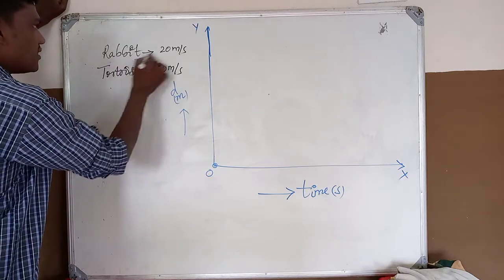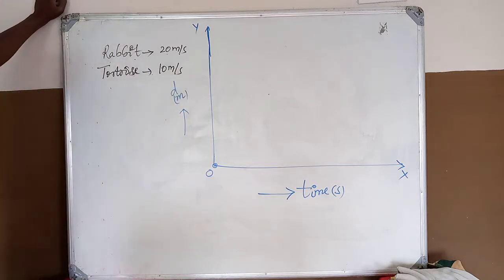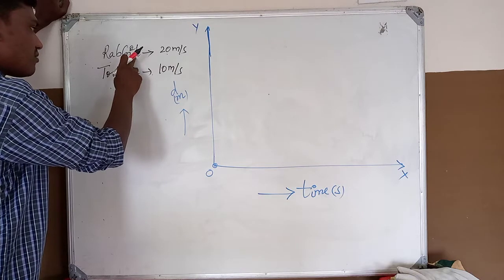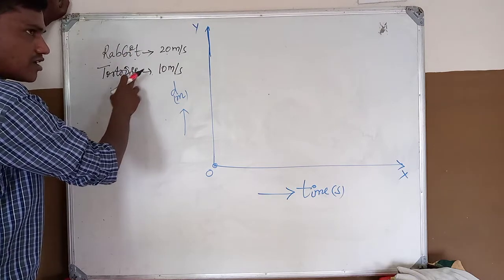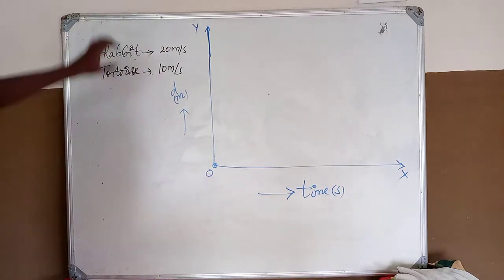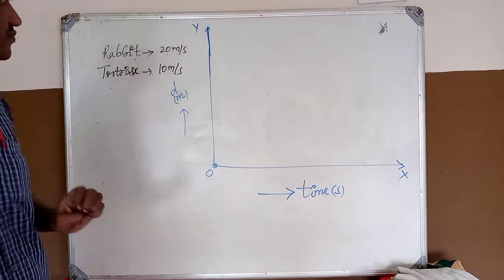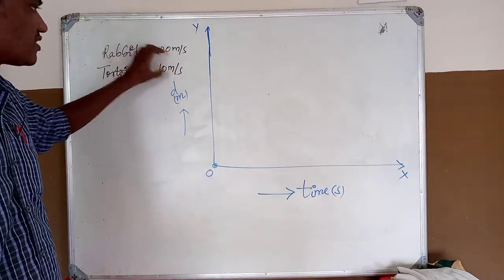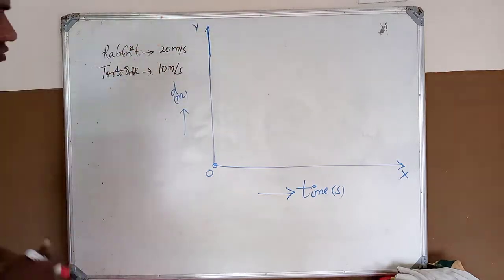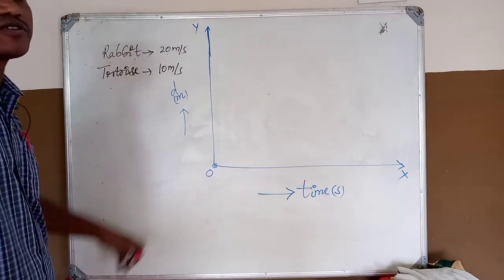So the rabbit moves with 20 meters per second. The tortoise moves with 10 meters per second. So we already have the idea that the rabbit runs faster than the tortoise according to their nature. That's why one has the higher speed and the other the lower speed. But the rabbit will move with 20 meters per second for the entire journey from starting to ending, and the tortoise also moves with 10 meters per second for the entire journey. That is the meaning of constant speed. Both are maintaining a constant speed respectively.